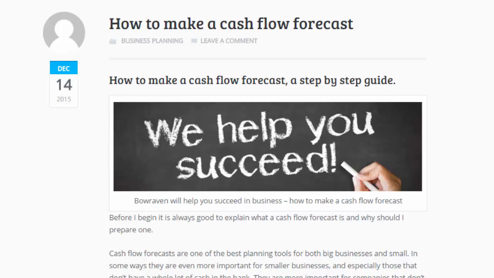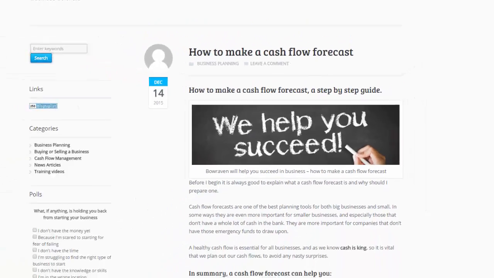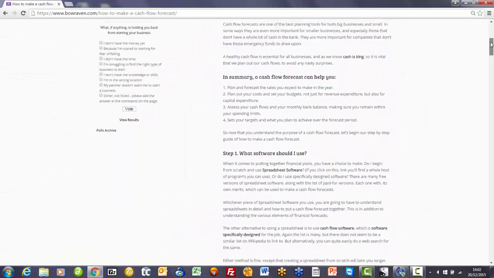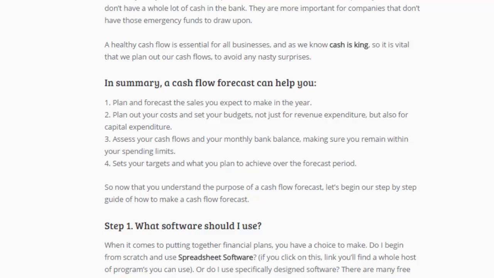Bigger businesses do use them, and cash flow and profit forecasts are a great planning tool. It gives you something to aim at, it gives you a target, but it also sets a structure in place so that you can look at and manage your costs and outgoings. So going through this article, I'm going to use the article as a background to my presentation here.